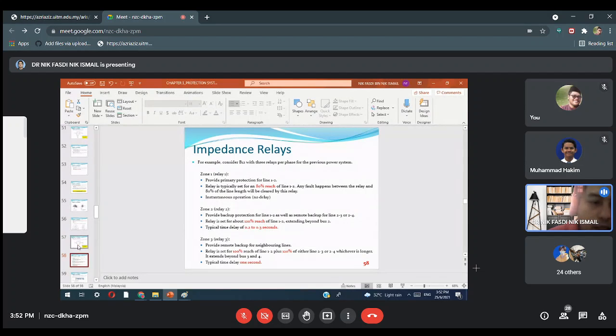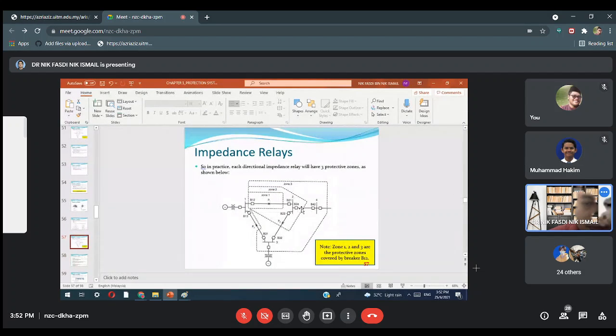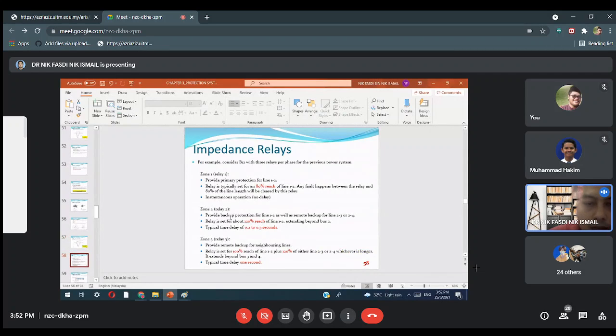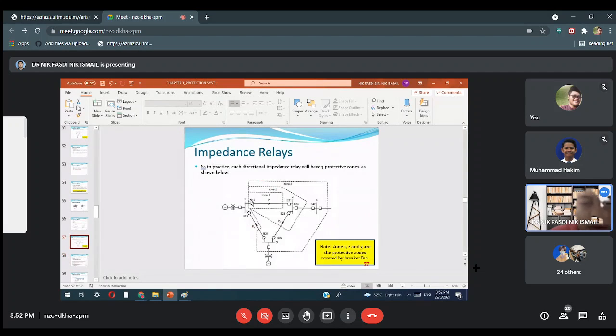Alright. And then we have the second zone, zone 2. What is zone 2? Zone 2 basically provides backup protection for line 1, 2, as well as remote backup for lines 2, 3 and 2, 4. So it is a backup: if zone 1 does not trip, the relay senses there is a problem, so it will turn on and remove the fault.